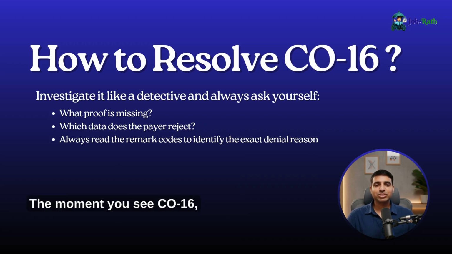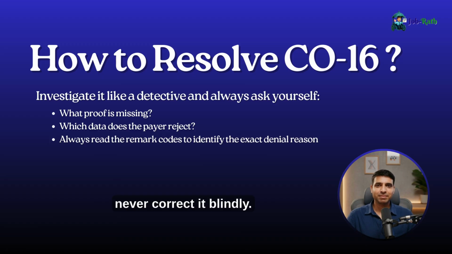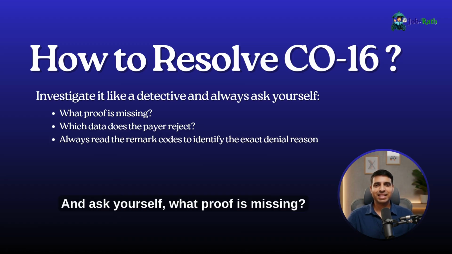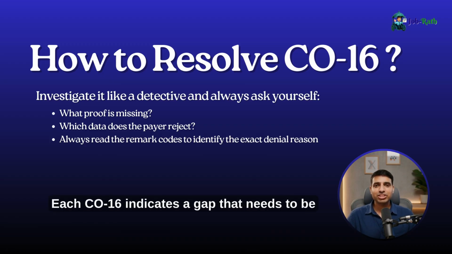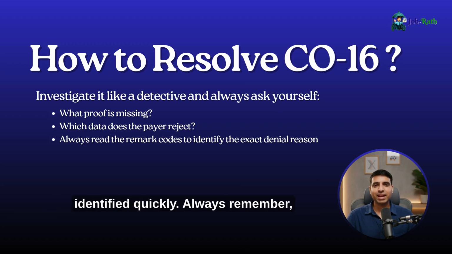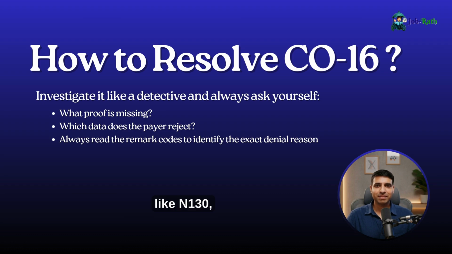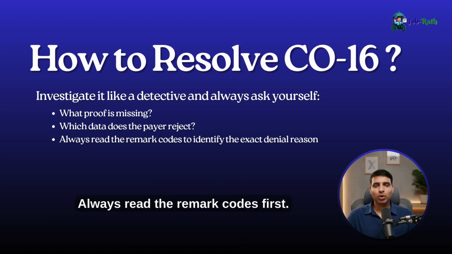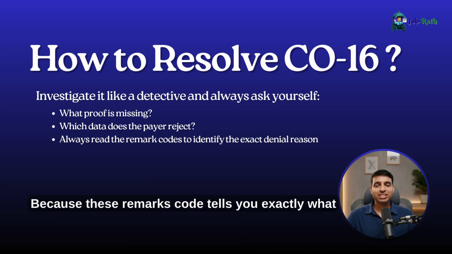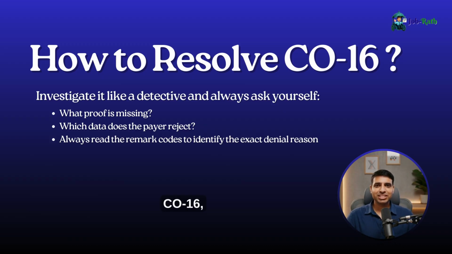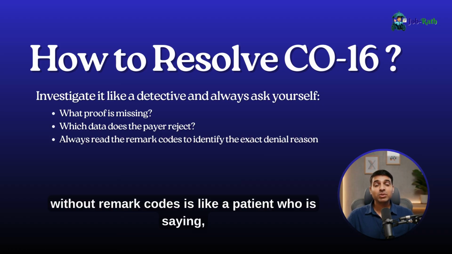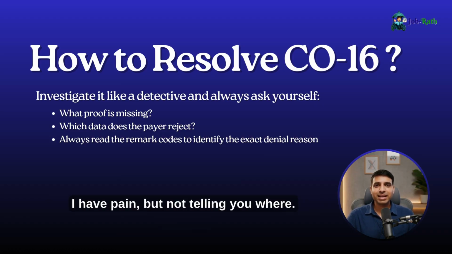The moment you see CO-16, never correct it blindly. Investigate it like a detective, and ask yourself, what proof is missing? Which data does the payer reject? Each CO-16 indicates a gap that needs to be identified quickly. Always remember, CO-16 always comes with remark codes like N130, M50, M76, N264. Always read the remark codes first, because these remark codes tell you exactly what document or correction the payer wants. CO-16 without remark codes is like a patient who is saying, "I have pain," but not telling you where.